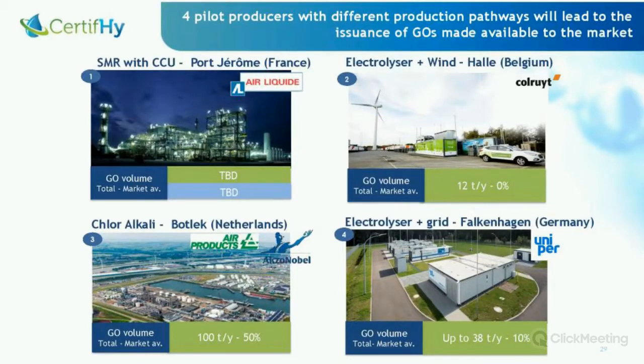In both cases, there's a renewable electricity plant connected through an electrolyzer. That's the case for the Colruyt Group in Belgium. And in the case of Uniper in Falkenhagen, the electrolyzer is both grid connected as well as connected to a renewable electricity park. They're also currently installing a methanization unit, so they can convert the hydrogen by mixing it with biogenic CO2 into CH4. So we will be able to test how green hydrogen GEOs can be converted into biomethane GEOs.